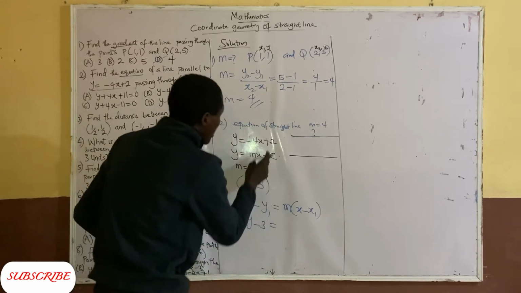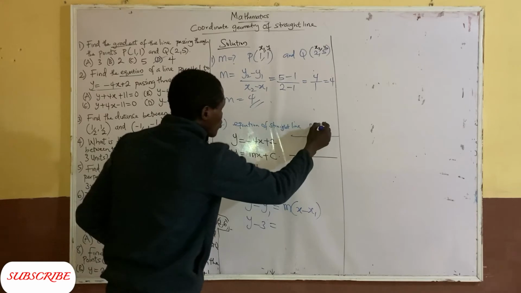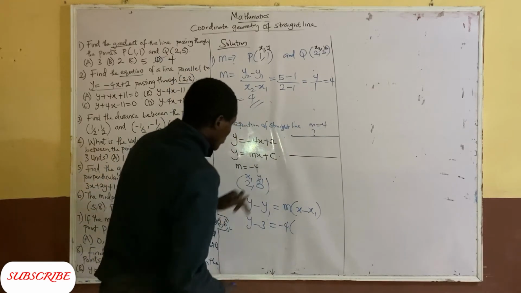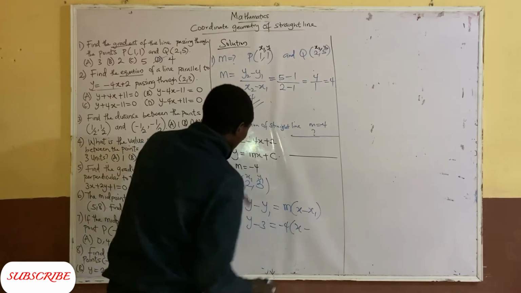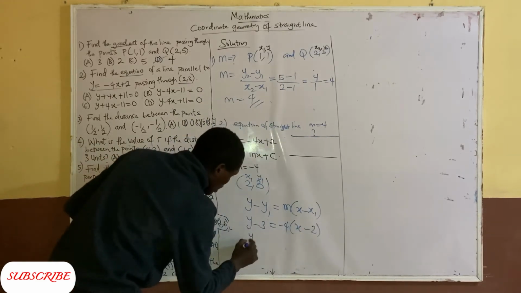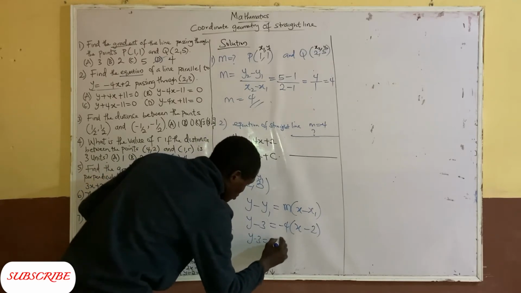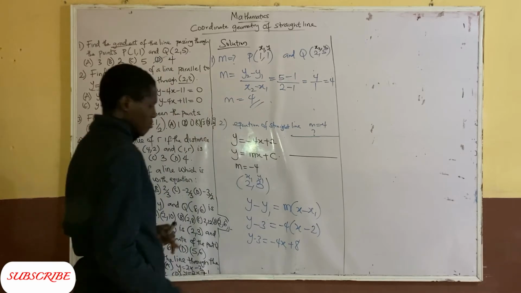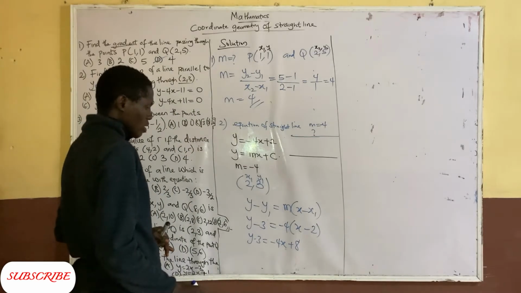Equal to your m now, which is minus 4. So this is going to be minus 4 open bracket x minus 2. So we have y minus 3 equal to minus 4x plus 8.